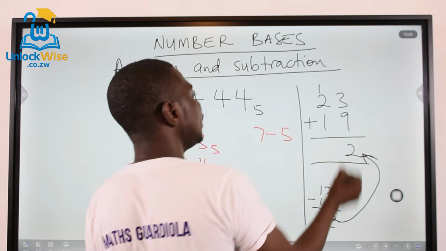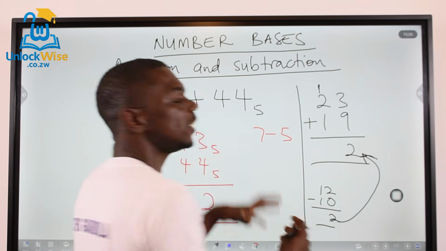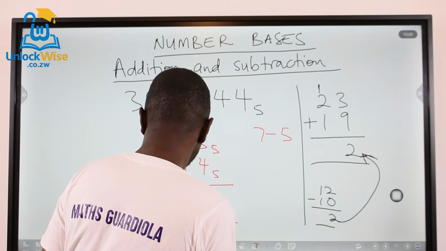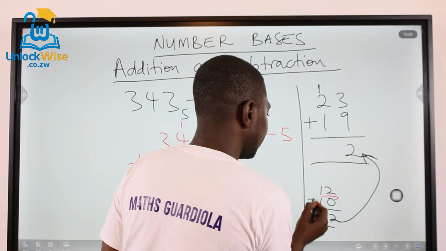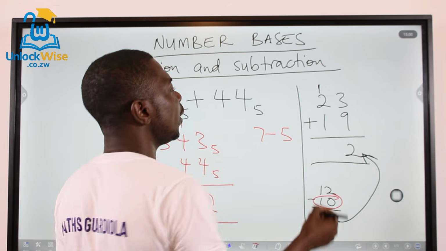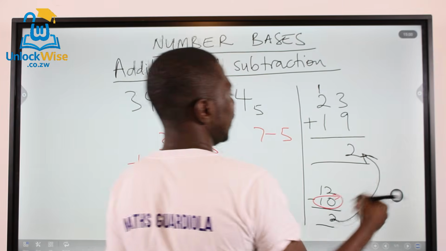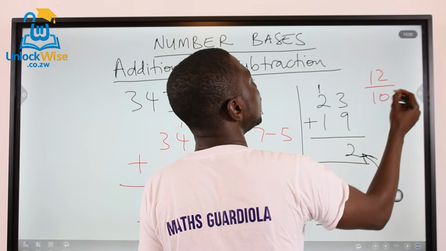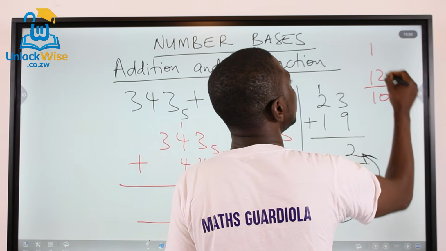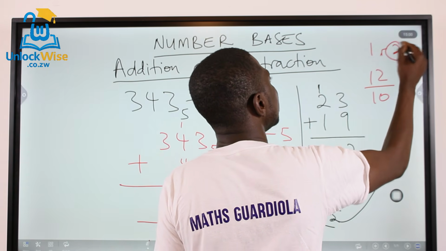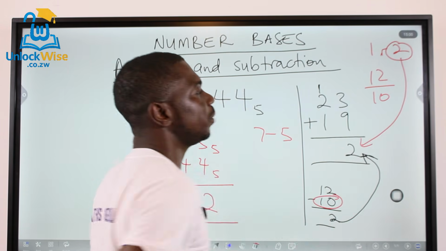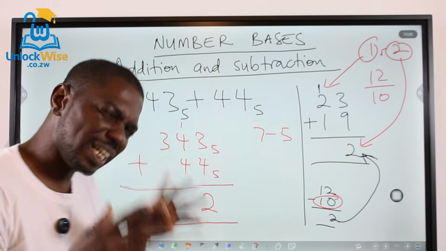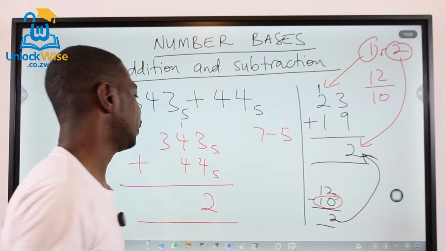And then carry 1. Why? We have removed a 10th. We have removed our base. Some prefer to divide by the base. And it's the same thing. 12 divided by 10, what do we get? We get 1, remainder 2. The 2, that's the one they are going to bring here. And the 1 here is the one they are going to carry. So that's the concept, right?